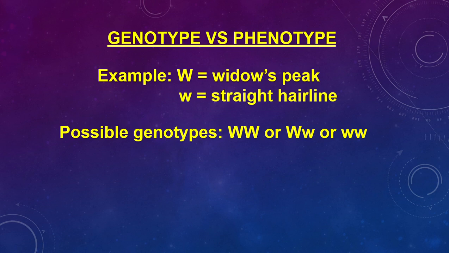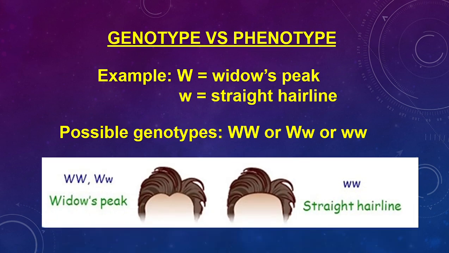What then is going to be the phenotype of these different ones? So here's the picture example so you can see. If you are big W, big W, or big W, little w, that is going to be a widow's peak phenotype. This is the little M that gets created here. So if you have this genotype or this genotype, you will have a widow's peak. If you have little w, little w for the straight hairline, you will then have a straight hairline. So the genotype is the letters. The phenotype is what you look like. You either have a widow's peak or you don't.